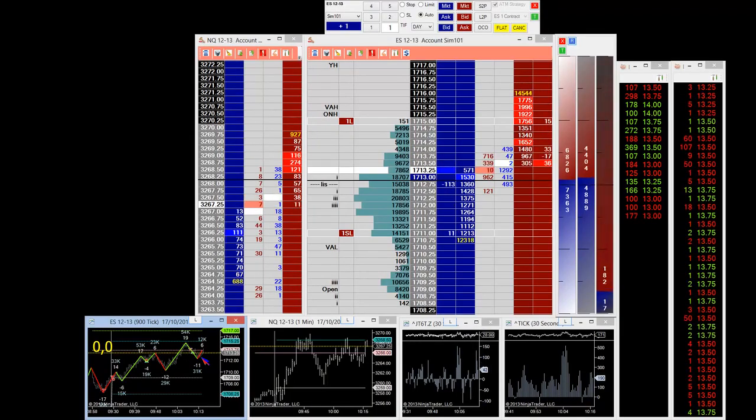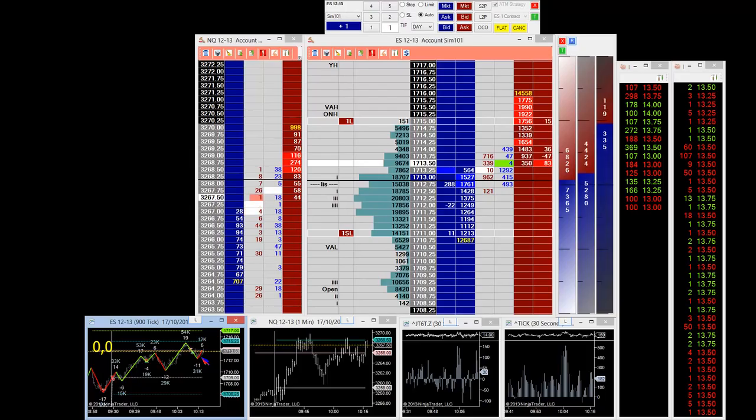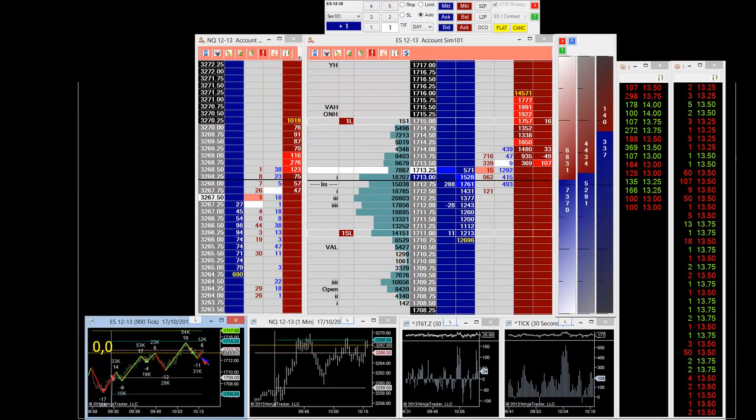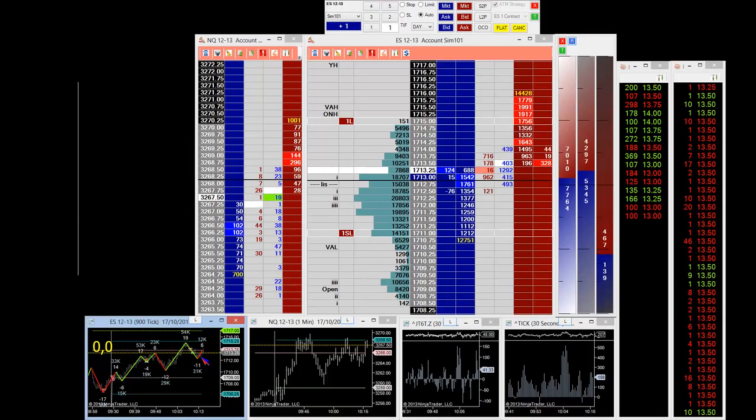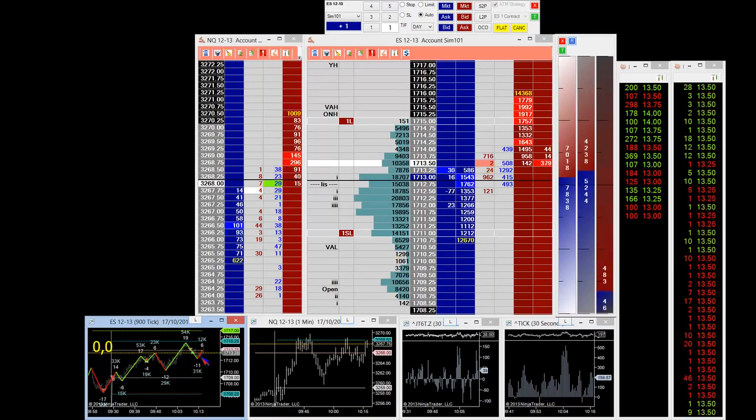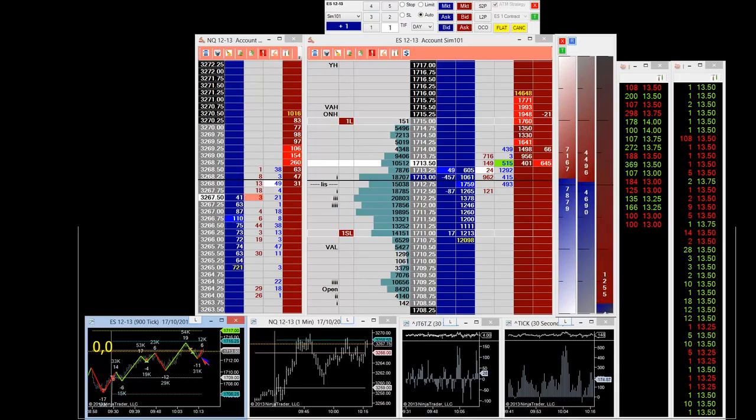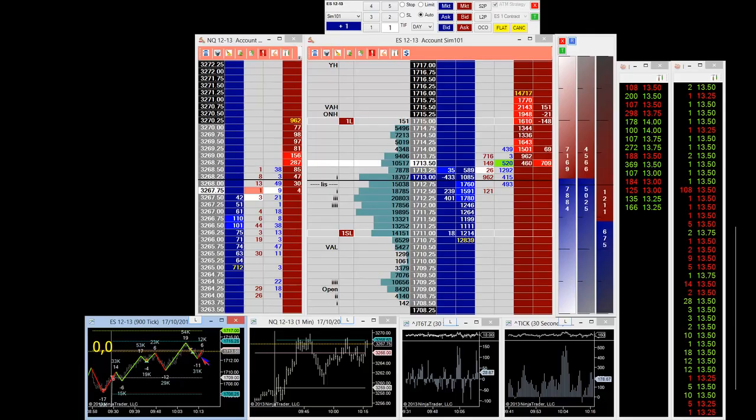Okay, so what we can see now, we entered at 1713. It's gone up to 1714. Couldn't go through 1714. So let's see what happens now. Will it actually tick back through our price? Is it going to go up to 1714 and actually see buyers start buying into that? We just saw it move up to 1713.75. 3 contracts were bought. Okay, so just 3 contracts were bought.